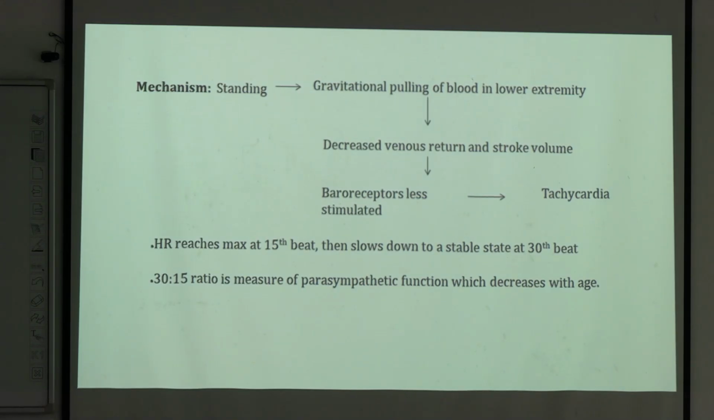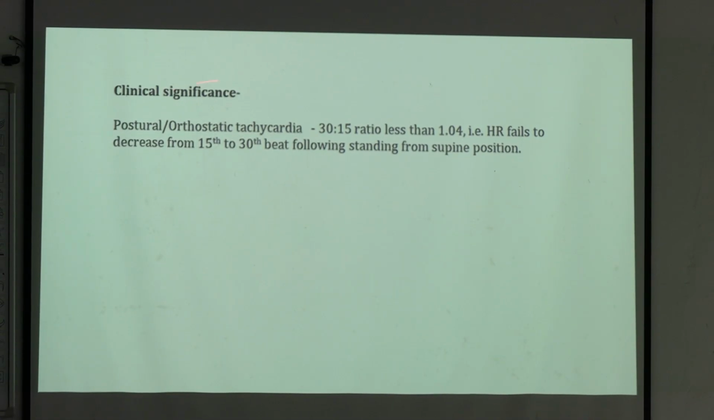Okay. So, it is normal that the 30:15 ratio will drop with age because it is a function of the parasympathetic system. So, normally with aging parasympathetic function is lost or diminished, but when the patient is diabetic, this decrease in parasympathetic function is quite fast and aggravated, right. So again you can detect orthostatic tachycardia from this, postural or orthostatic tachycardia: a 30:15 ratio less than 1.04, or if the heart rate fails to decrease from the 15th to the 30th beat, it is diagnostic of orthostatic tachycardia.